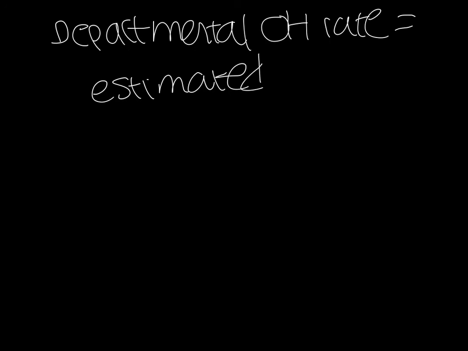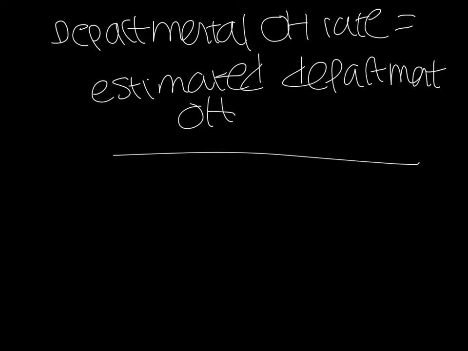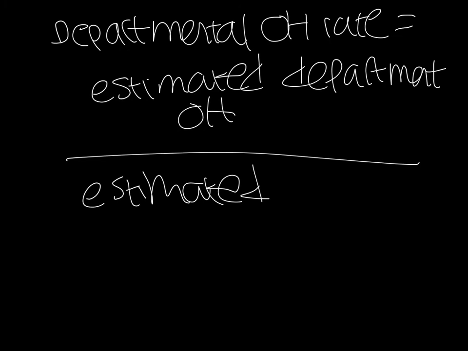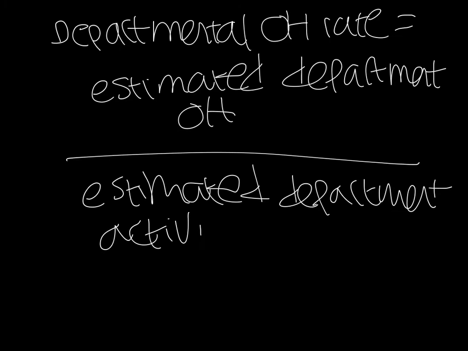The departmental overhead rate is equal to the estimated department overhead divided by the estimated department activity level. Notice how this is very similar to the predetermined overhead rate, which is estimated annual overhead over estimated annual activity level, except this is departmental, which is estimated department overhead over estimated department activity level without the whole annual part.